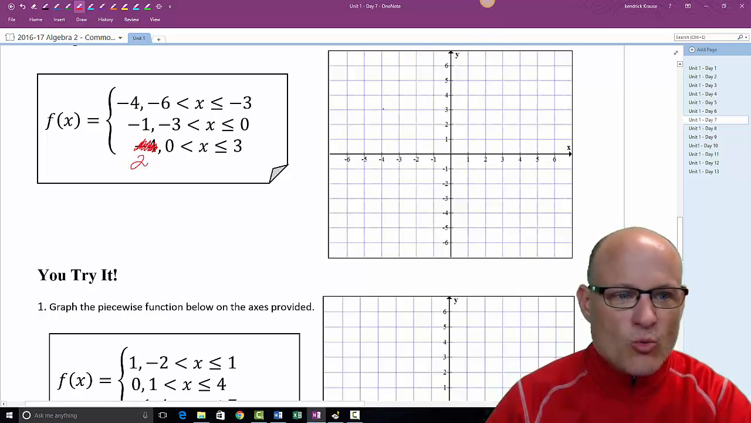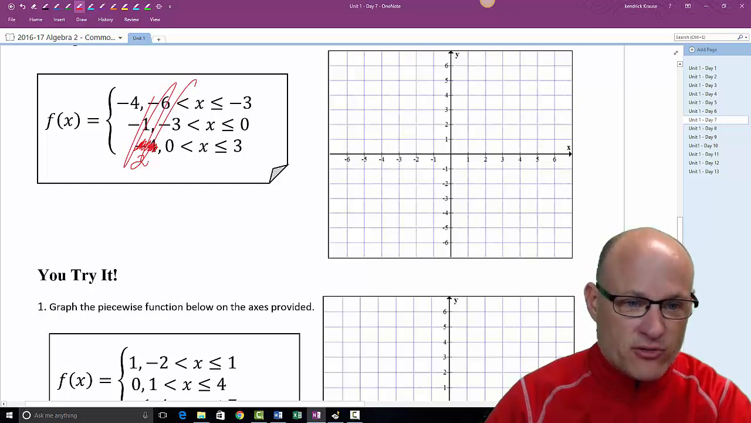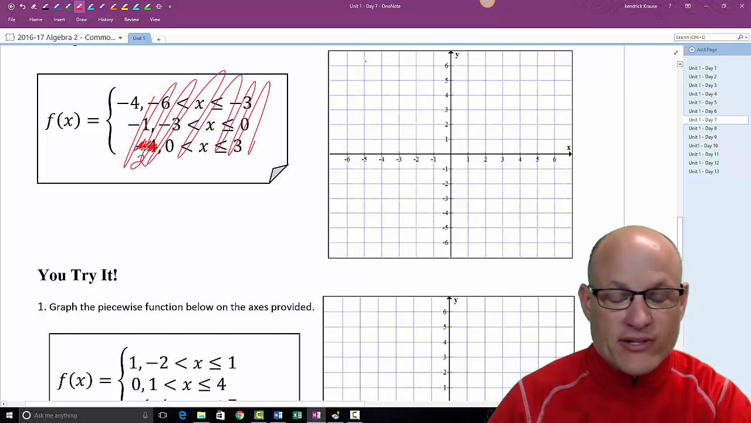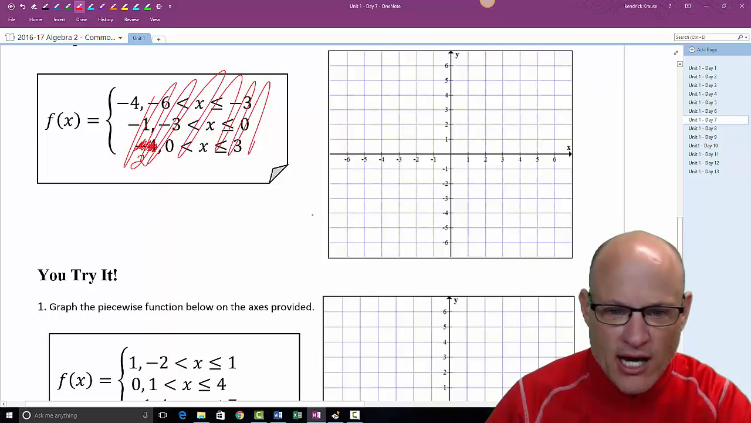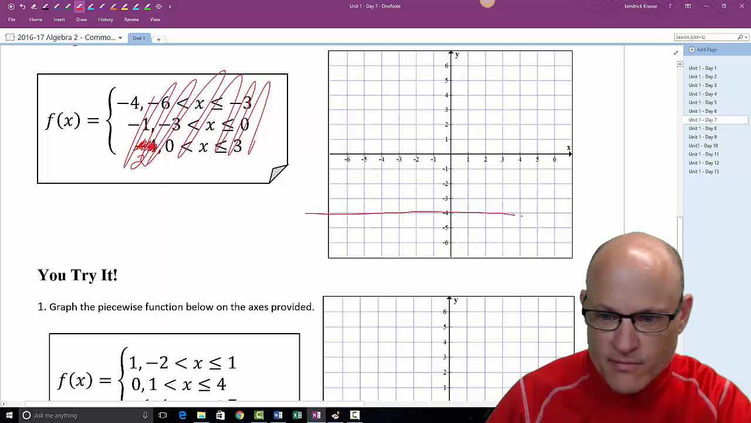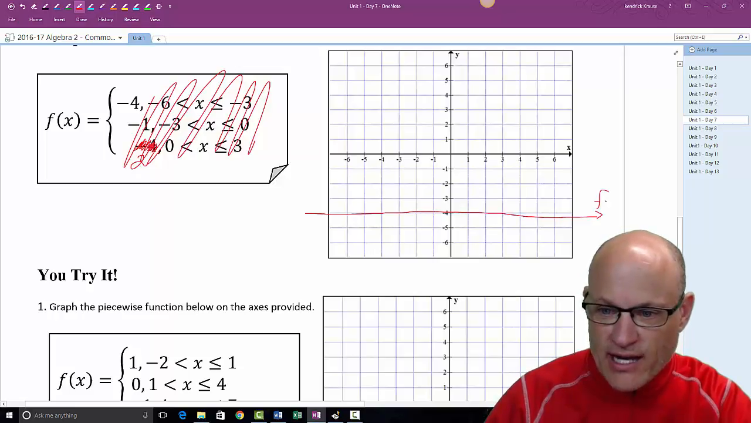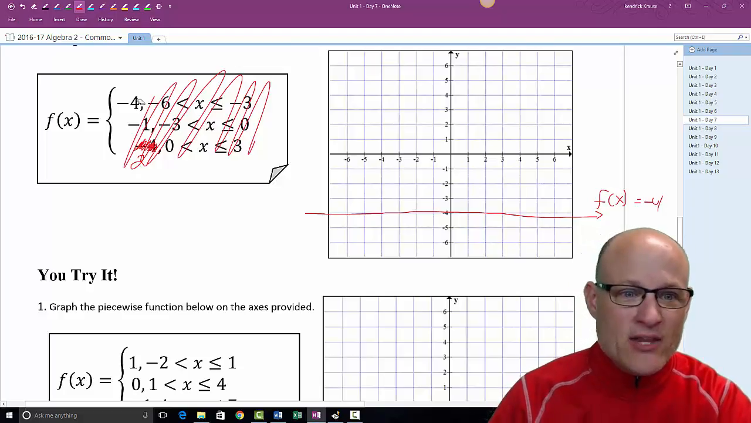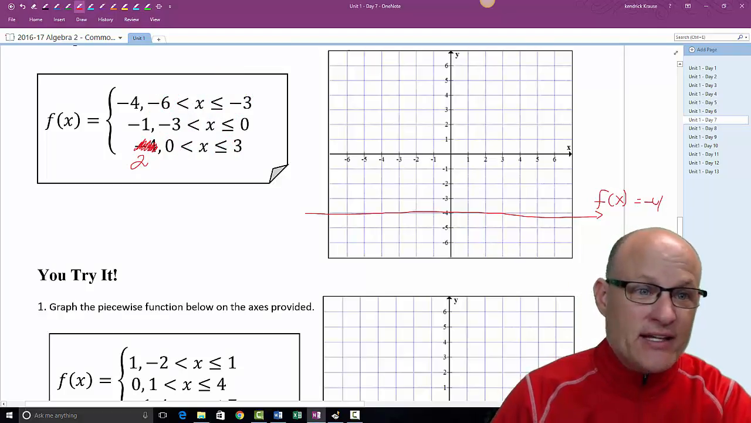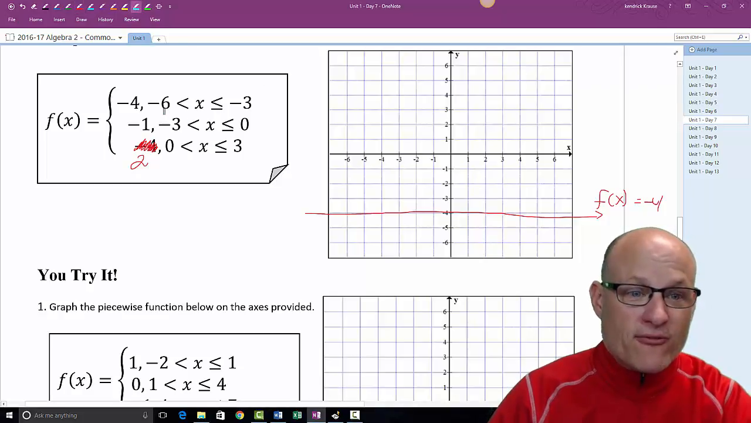So let's see what we got here. f of x could equal -4. So if I just drew this, if none of this was here, none of that was there, and I just said f of x equals -4, I would draw this line in right here. This is the line f of x equals -4. But I don't want that whole line. The directions for this one said I can only graph that from -6 to -3.